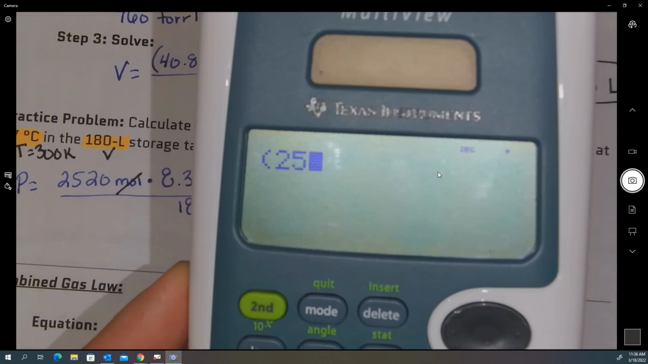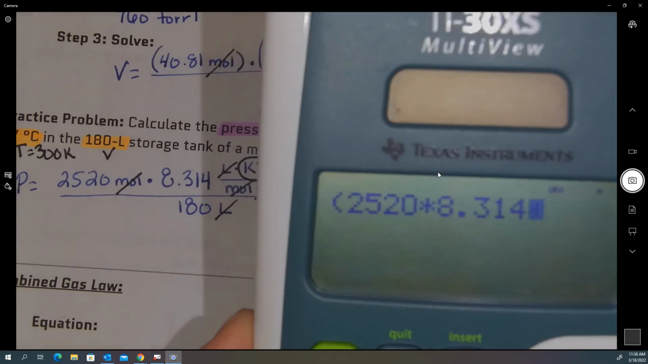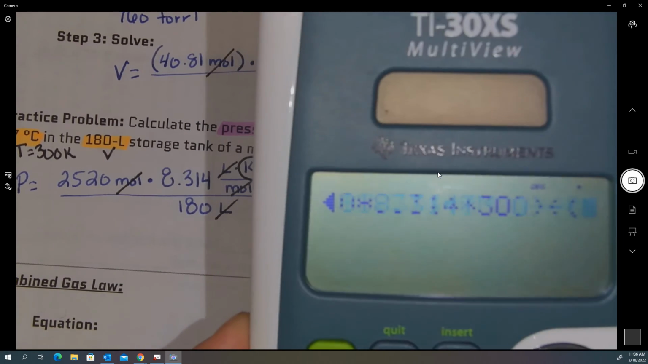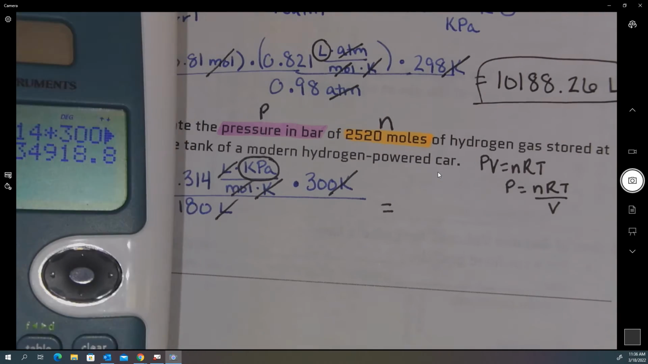2,520 times 8.314 times 300 divided by 180 gives us 34918.